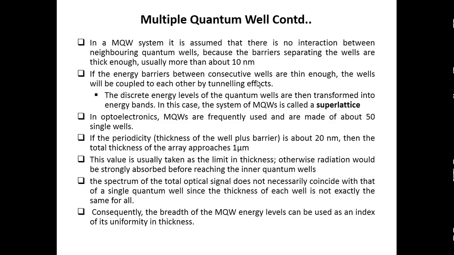In optoelectronics, multiple quantum wells are used and are made of about 50 single wells, an array of 50 single quantum wells with a periodicity of about 20 nanometers. Thickness of well and barrier, that is A plus B in the case of superlattice. We will see what is A and what is B. A is the well thickness and B is the barrier thickness. A plus B is the periodicity, that is the thickness of well plus barrier.